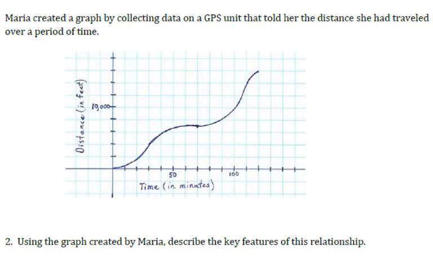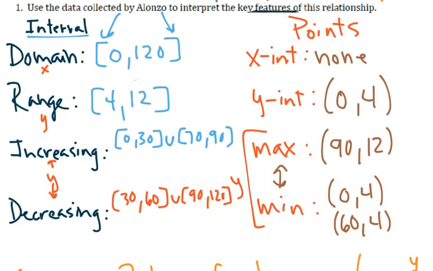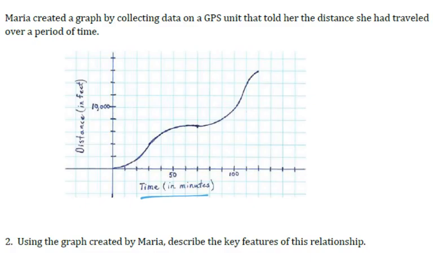Alright, now looking at Maria and her data. Maria created a graph by collecting data on a GPS unit that told her the distance she had traveled over a period of time. So hers isn't the depth of the water. We still have time. Notice that the time was the same on both of these, from 0 to 120, one in table form, one in graph form. But now instead of depth, she goes distance. So distance that they've traveled, which would make sense that you'd start out at 0, because you haven't gone any distance. And at the end, that would be the furthest distance you went.